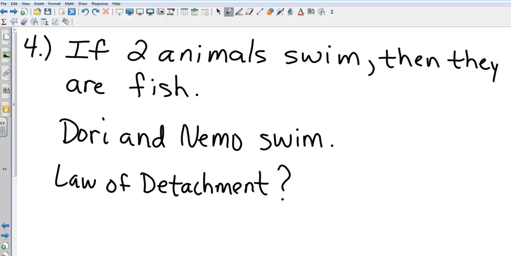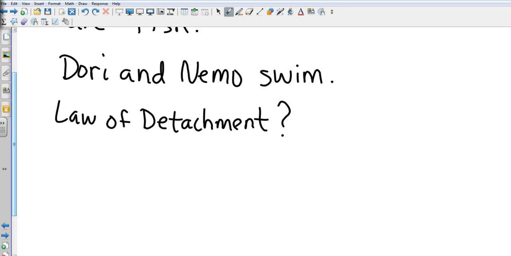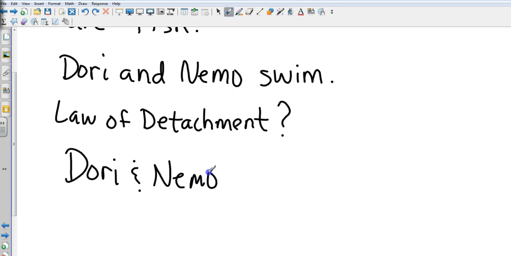Evan, what is the next statement using the law of detachment? No. Dory and Nemo are fish. Don't restate that they swim again. Law of detachment says I take something from this, combine it with this, so Dory and Nemo are fish. That would be the correct statement.